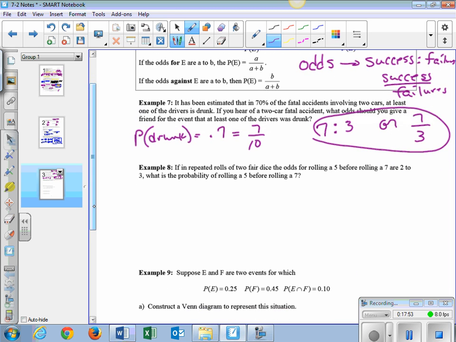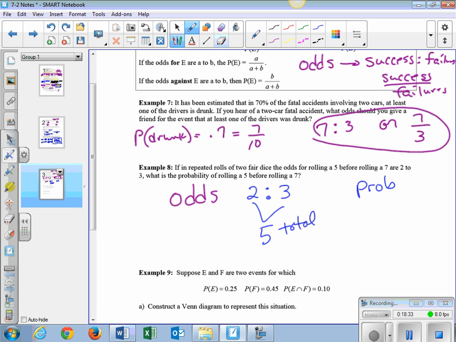So let's look at example 8. If in repeated rolls of 2 fair dice, the odds for rolling a 5 before rolling a 7 are 2 to 3, what's the probability of rolling a 5 before rolling a 7? So it's given me the odds this time. Odds are 2 to 3. 2 times it happens, 3 times it did not. So you have to add them up. What's the total number of times that we're talking about? The total is 5.